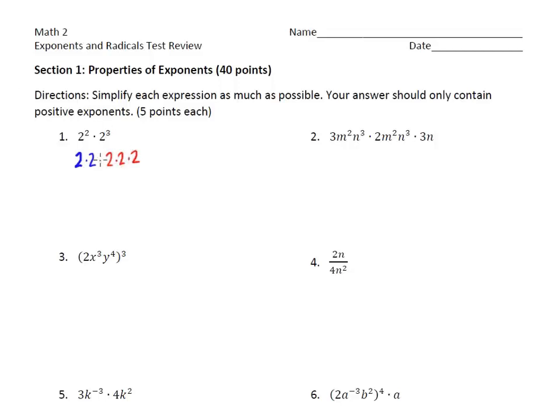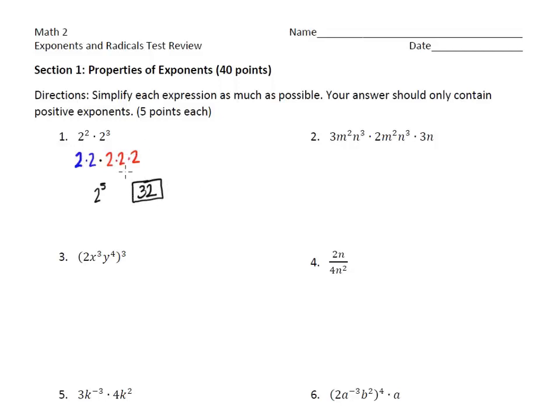And these are being multiplied together, right? So really, how many 2s are being multiplied together? There's 5 of them. So it's really 2 to the 5th power, or if you actually multiply them together, 2 times 2 is 4, times 2 is 8, times 2 is 16, times 2 is 32. So our final answer is 2 to the 5th, or 32.